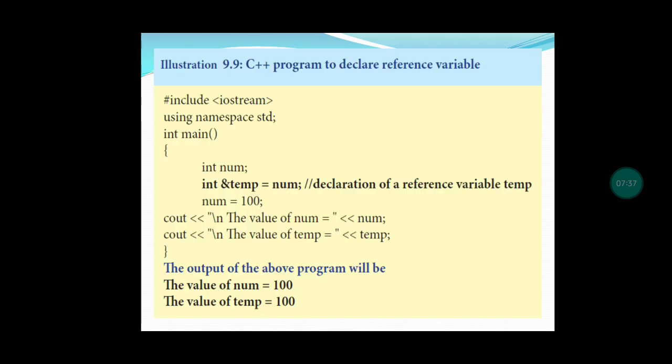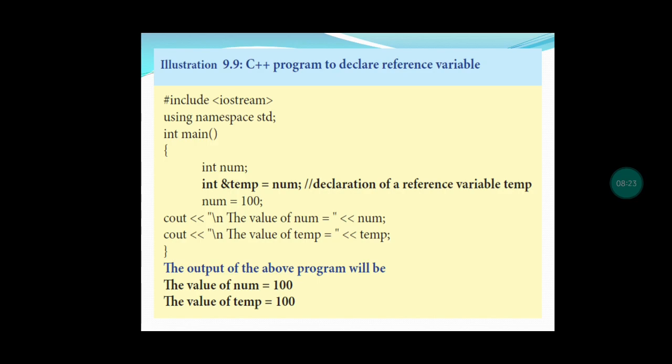Let us see the example for the reference variable. In this example, first we have declared num as an integer, and after that we have declared ampersand temp. So ampersand temp equal to num is the declaration of a reference variable temp. If the ampersand symbol is in front of the variable, that is called a reference variable. Normally we give the variable name directly, that is called an ordinary variable. If you are representing the variable with reference, you should mention the ampersand symbol in front of the variable name. So ampersand temp equal to num.